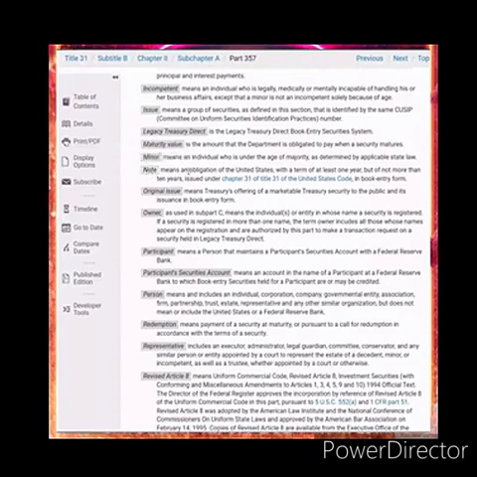Note means an obligation of the United States with a term of at least 1 year, but of not more than 10 years, issued under Chapter 31 of Title 31 of the United States Code. When I purchased my car, that note was like, I don't know, 7 or 8 years, right? That falls right into that category now, doesn't it?